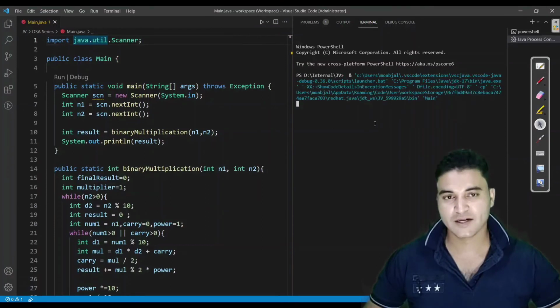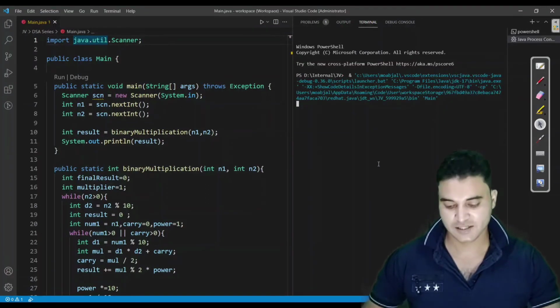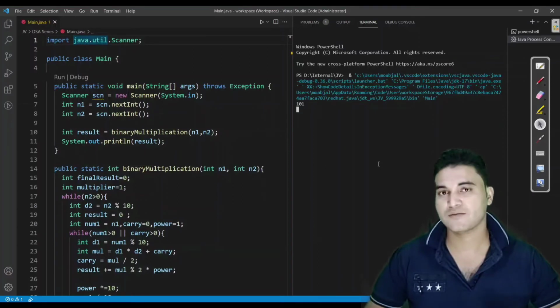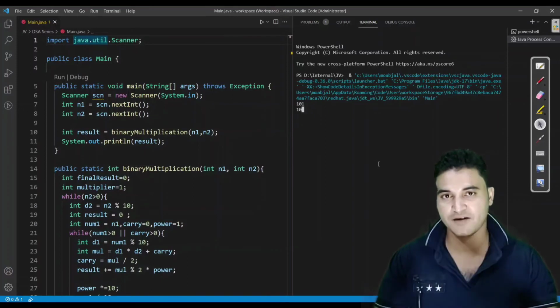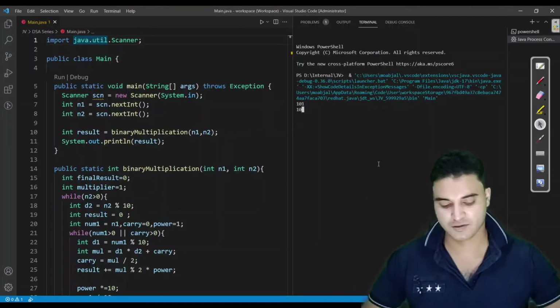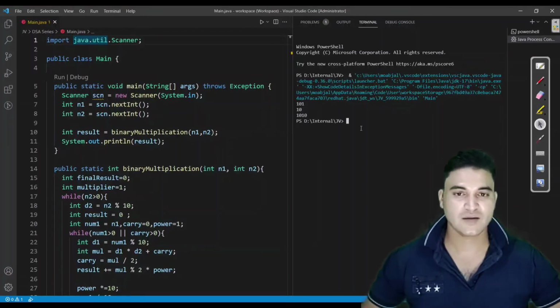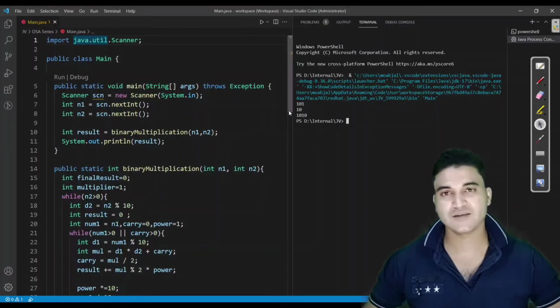So I would multiply two binary numbers, which are, let's say, 101, which is 5, and another one would be 10, which is 2. So I would get 5 into 2, 10, sorry. Binary representation of 10 as the output. So you can see I am getting 1010, which is nothing but the binary representation of 10.